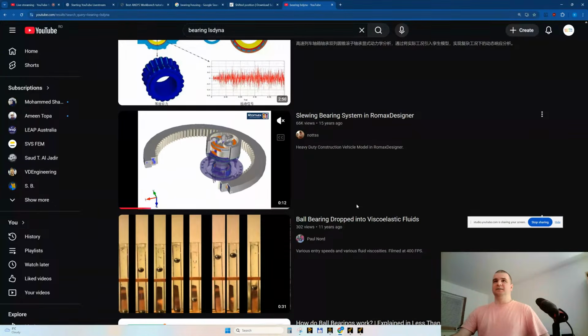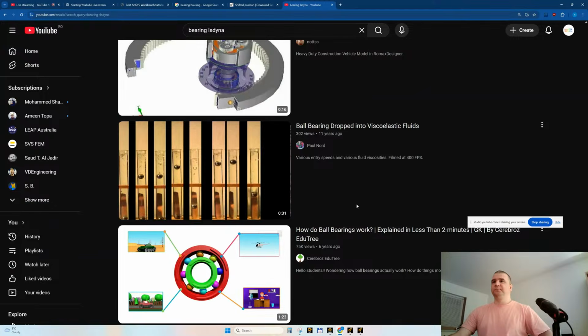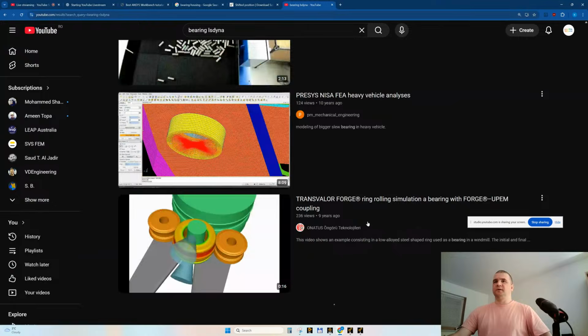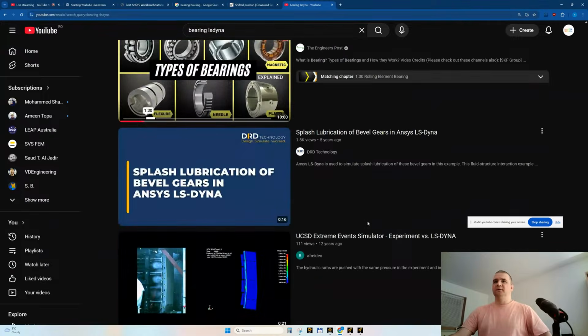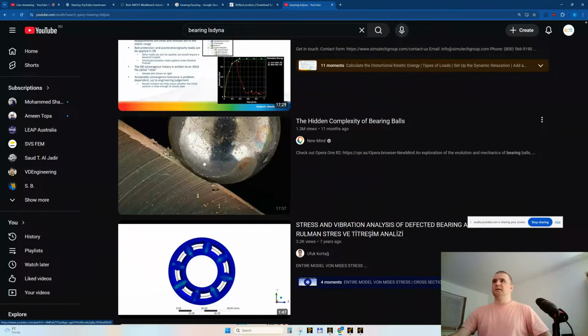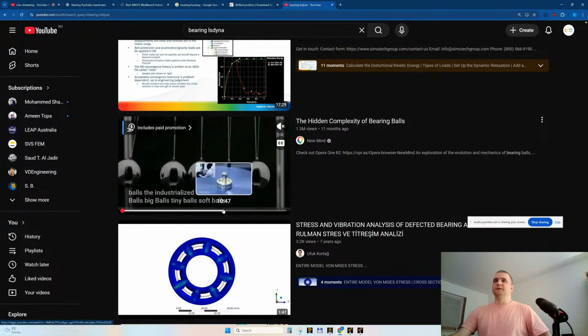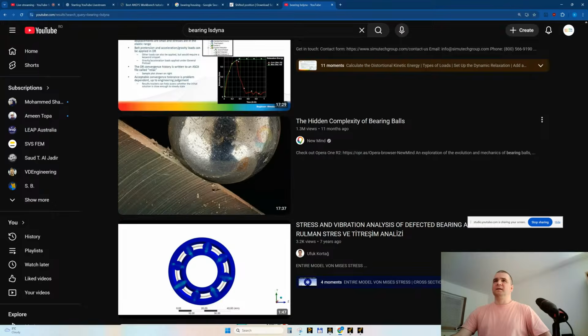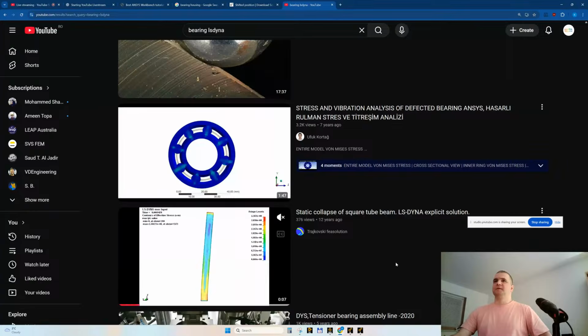We're making word jokes now. How do ball bearings work? Let me tell you. They rotate, or at least some parts. The hidden complexity of ball bearings. I like this image, it's very cute. Stress and vibration.